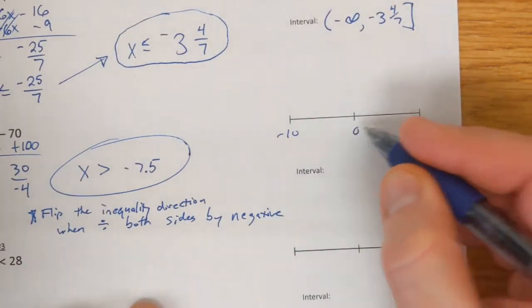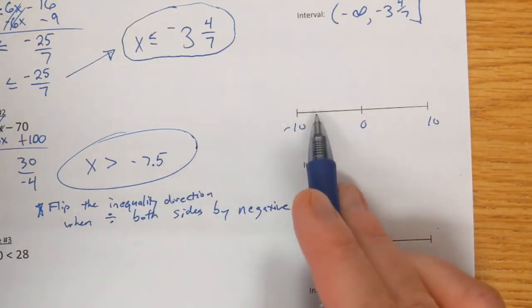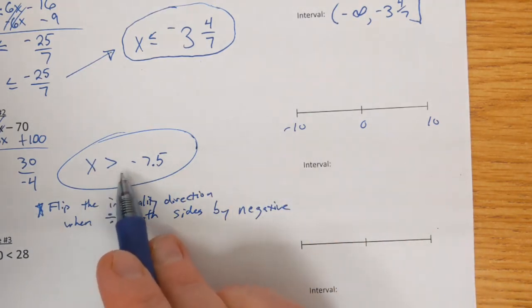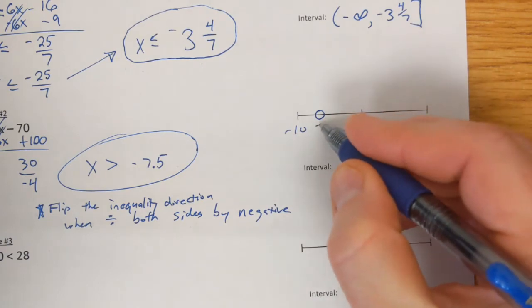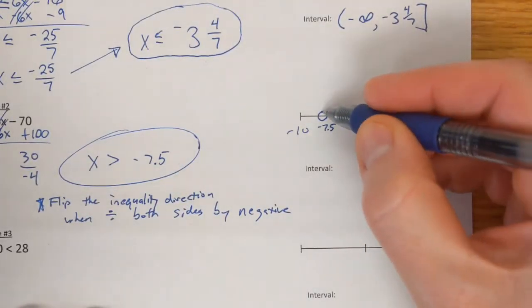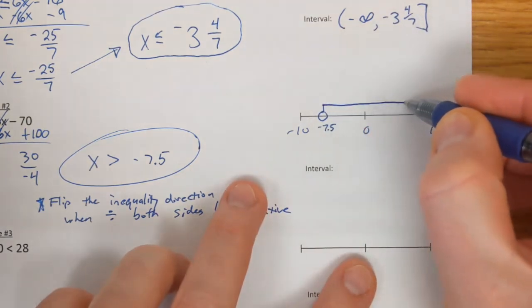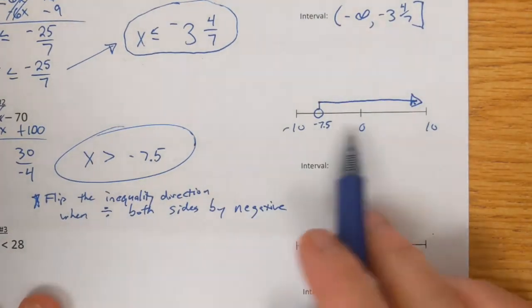When I go to graph this, -7.5 would be roughly here. And since there's no equal to bar, I'm going to leave it as an open circle. And you can label it down here if you want to as well. Now, since it's a greater than sign, my arrow, my shading, is going to go off to the right, like this. Now, let's write this as an interval.